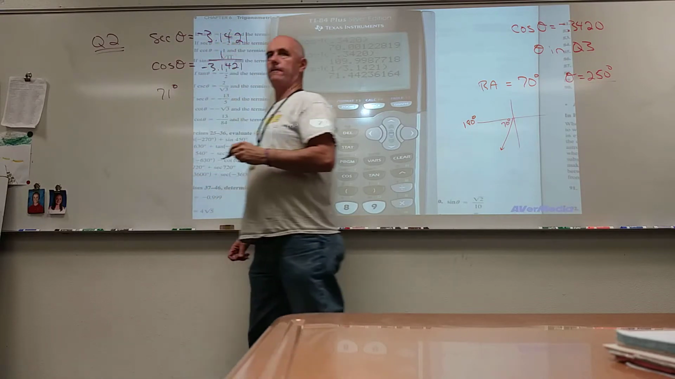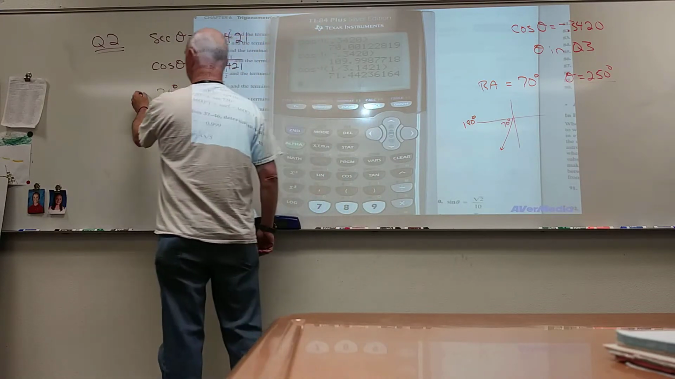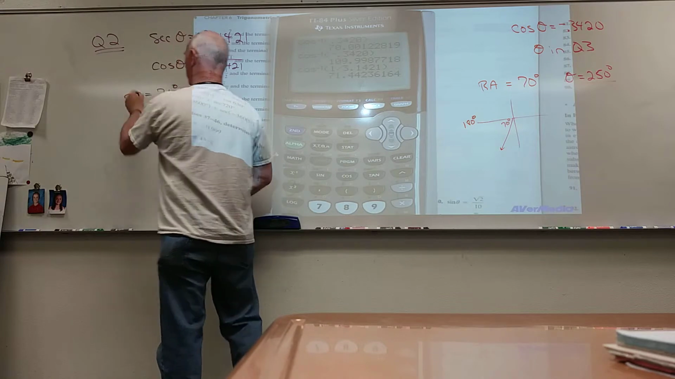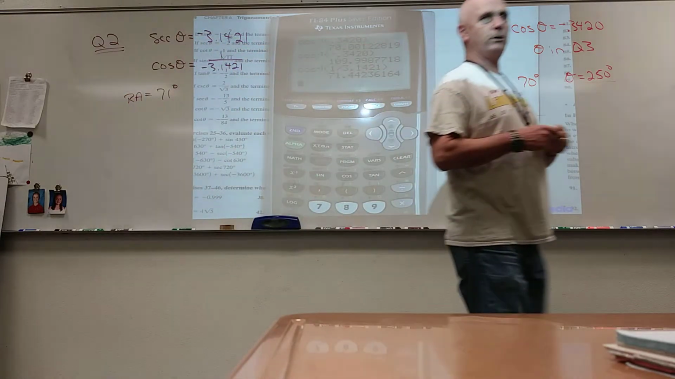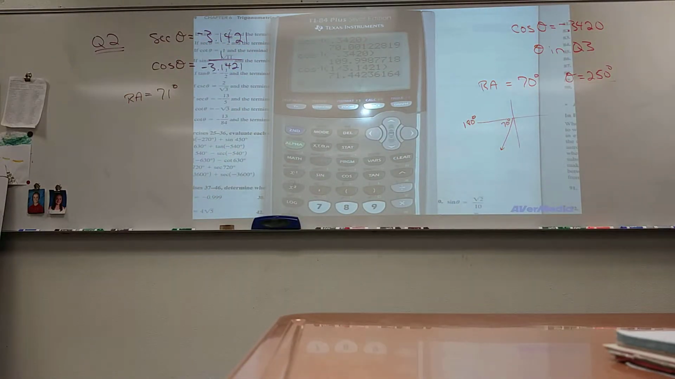What did we find? That's the reference angle. We like reference angles because we can do whatever we need to with them. In this case, what do we want to do with the reference angle? We want to put it into the second quadrant.